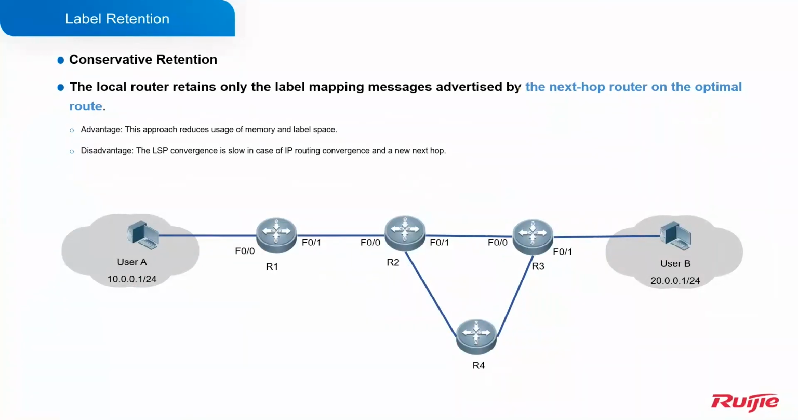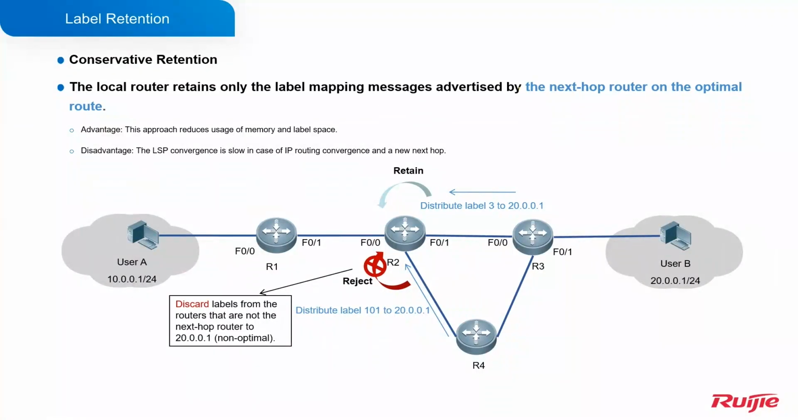And another one is conservative retention. That means we only retain the best path. Who will be our best path? Who is our next hop router? And I only receive my next hop router's label information, right? R3 will distribute label 3 to you and you will retain it. But if your other neighbor R4 distributes label 101 to you, we will reject it, we will discard it. So the advantage of this way is we reduce the usage of memory and label space, right?